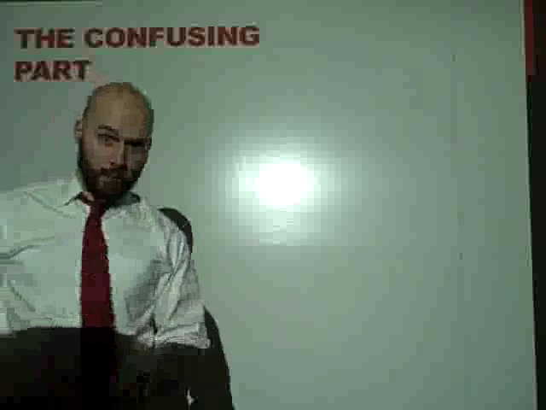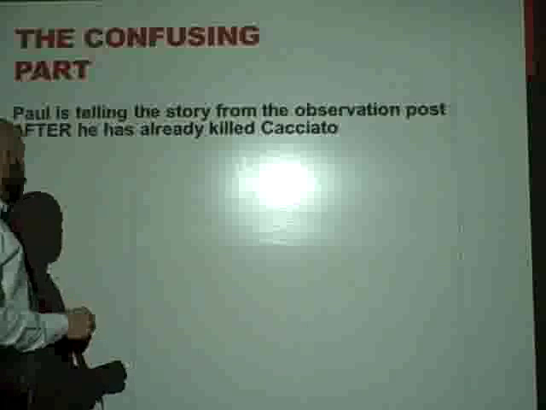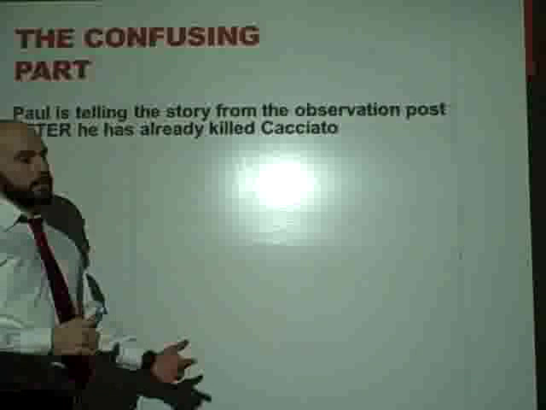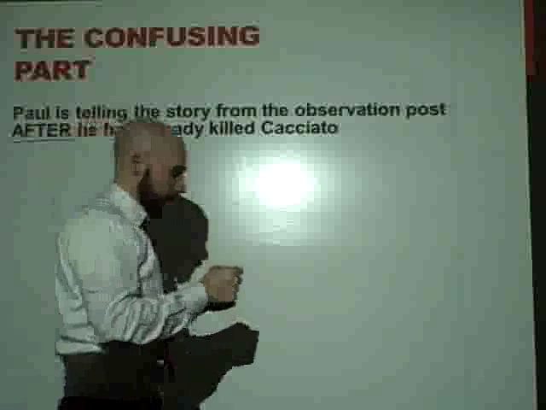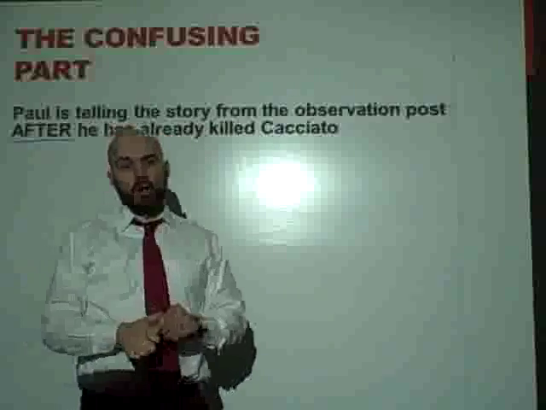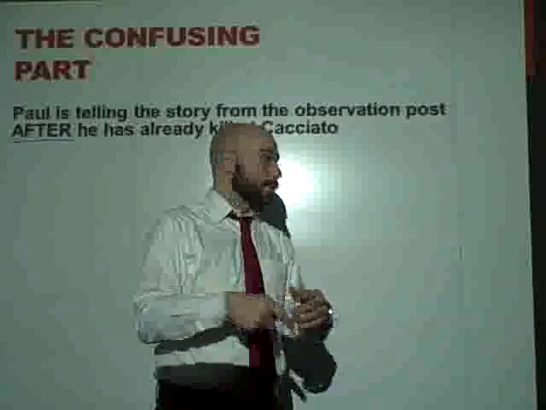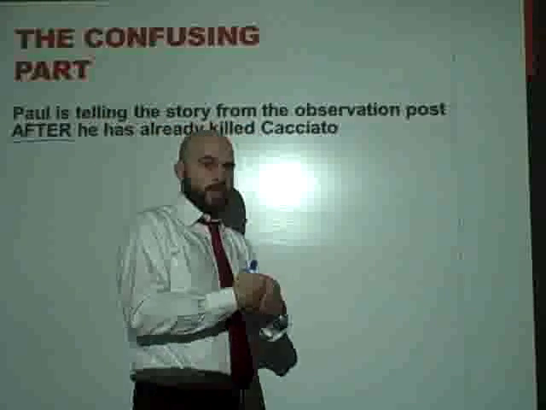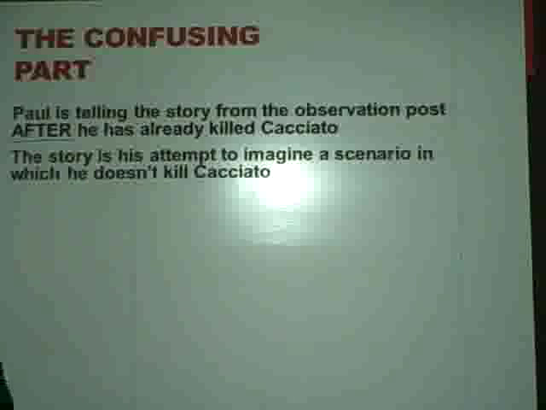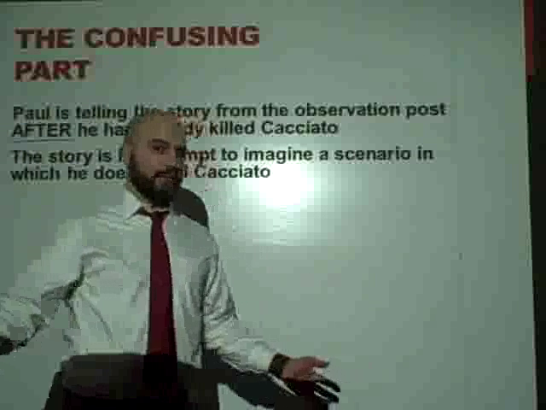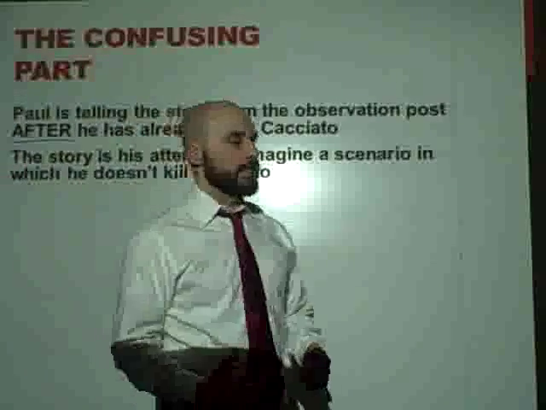All right, are you ready for the confusing part? I hope so. Paul is telling the story from the observation post after he has already killed Cacciato. If you were in class on Tuesday, we got to that point in the story. That's where chapter 1 and chapter 46 run back into each other, and we learn that Paul has already killed Cacciato.